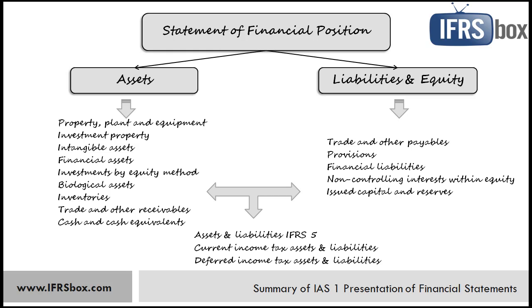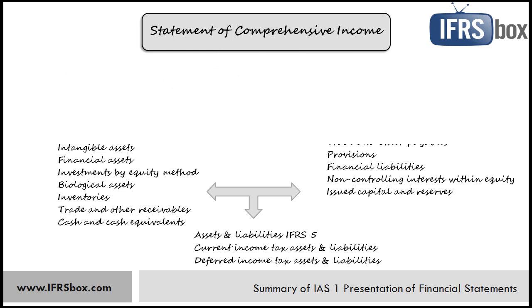IAS 1 requires the line items to be presented separately in current and non-current distinction, current assets separated from non-current ones, and the same with liabilities. Basically, current means realizable within 12 months after the end of the reporting period. IAS 1 does not prescribe the format of the statement of financial position. Instead, several of them are acceptable.